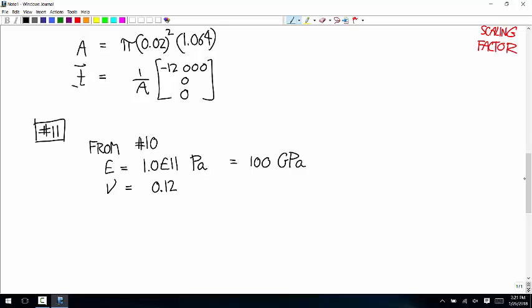So that's our material. And then number 11 says that the Voigt strain is 0, 0, negative 5 times 10 to the minus 5, 0, positive 2.5 times 10 to the minus 5, 0. And what are the units on that? On the strain? No units. Pure number.